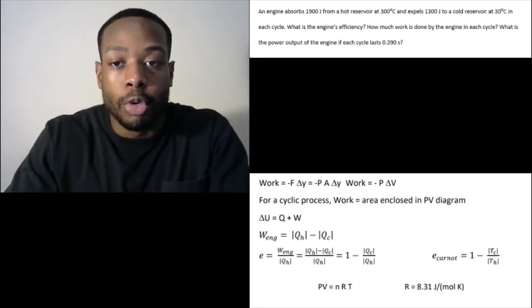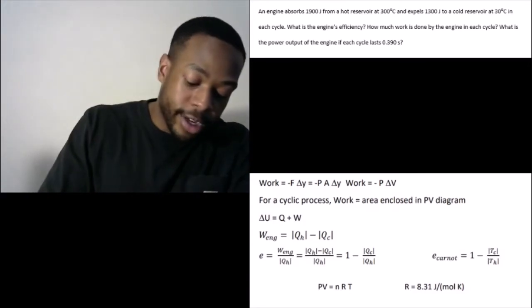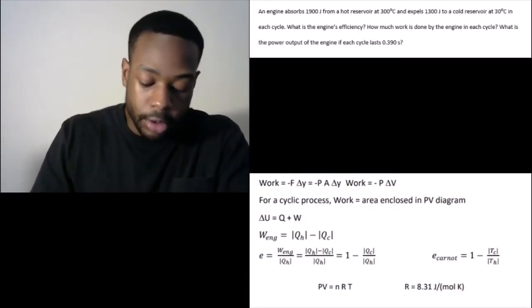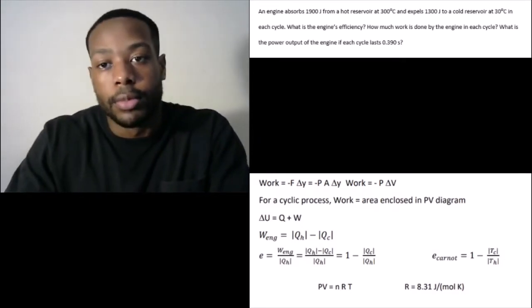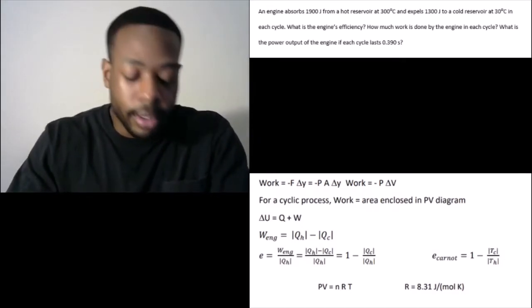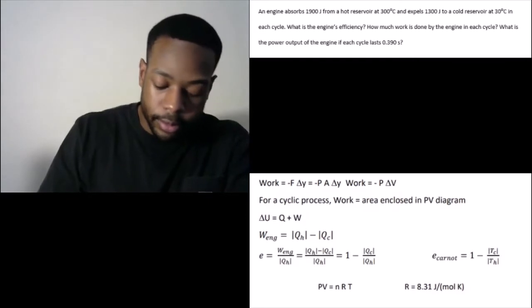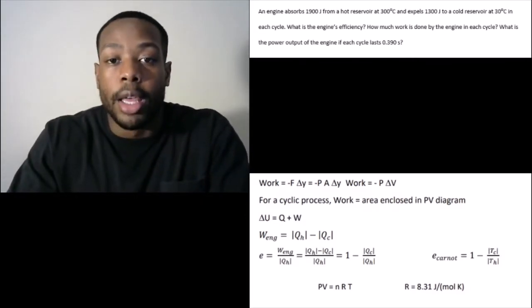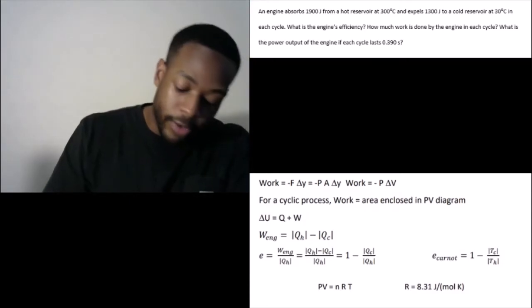The engine expels 1300 joules to a cold reservoir. So what variable are you going to use? And that's going to be 1300 joules. 30 degrees Celsius is going to be our low temperature. And that's all we're given. But we want to know what the engine efficiency is. Right, what variable is that?